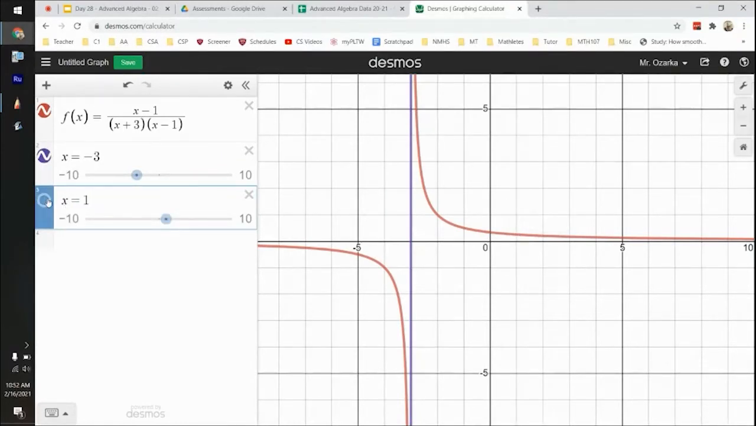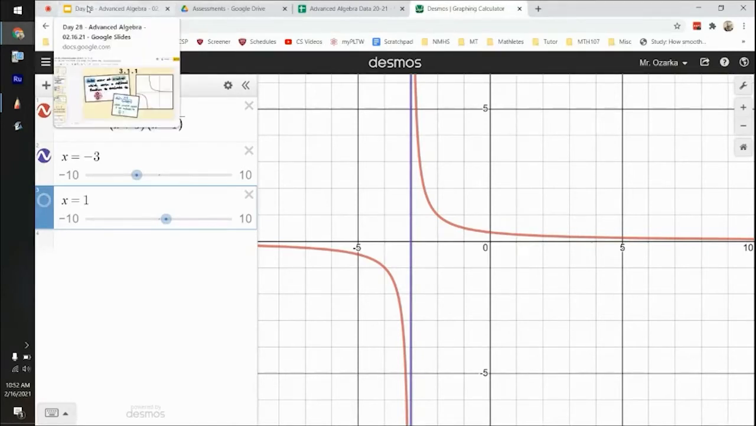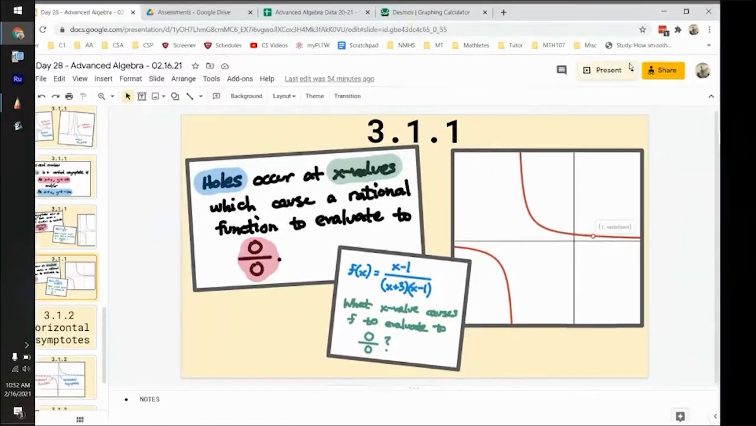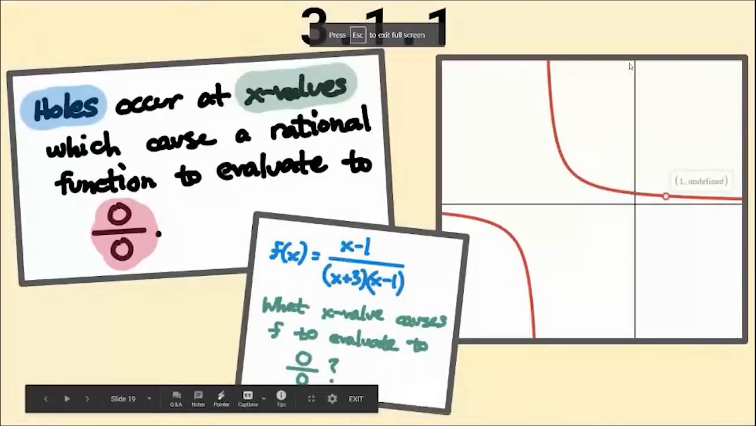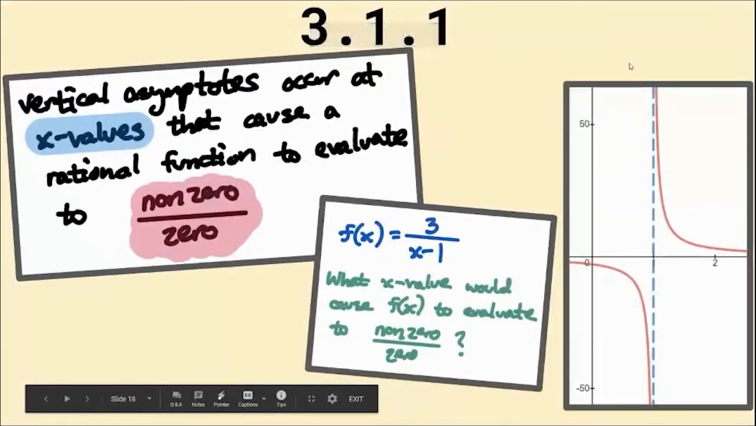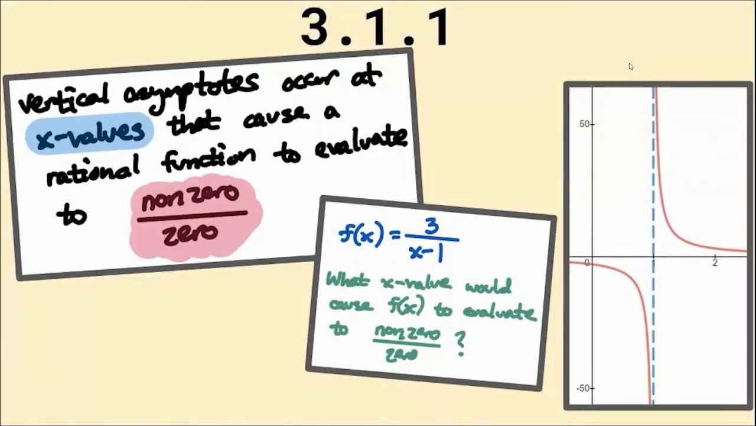Okay, you can't have asymptotes and holes in the same problem. Any questions on that? A non-zero over 0 is the big thing here with asymptotes. When you divide by 0, you go to infinity or -infinity.